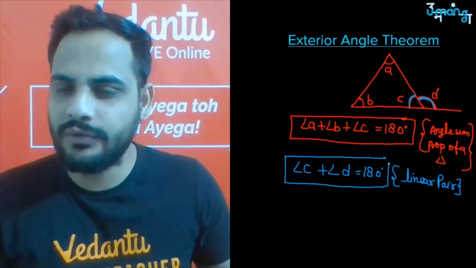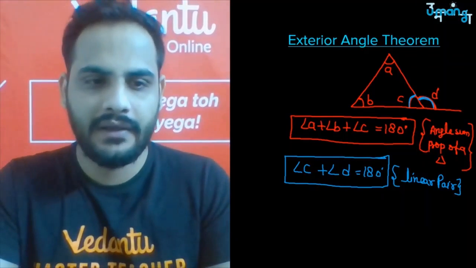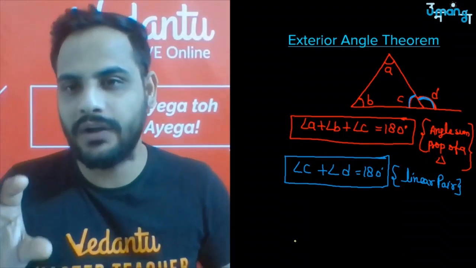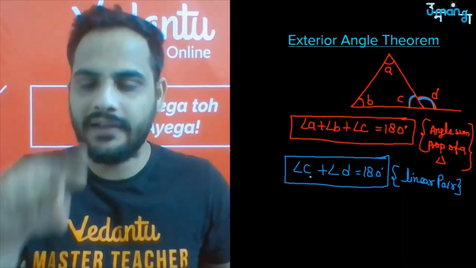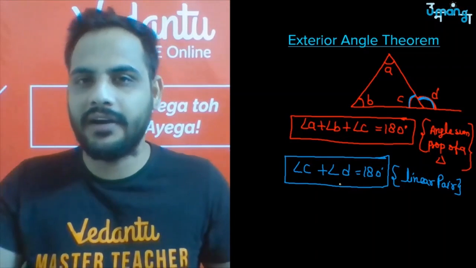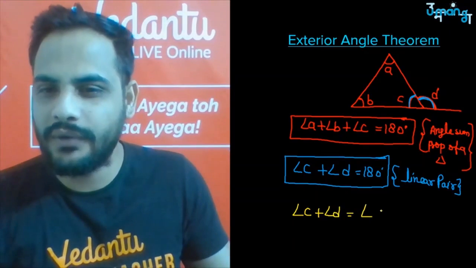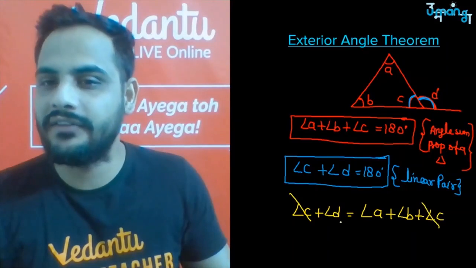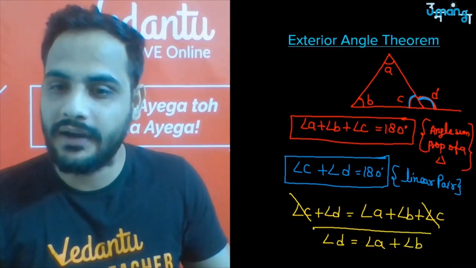Now look at these two equations. If you observe, in the red equation the RHS is 180 degree, and in the blue equation the RHS is 180 degree. So if the RHS of two equations are equal, the LHS will also be equal. Angle A plus angle B plus angle C is 180 degree. Angle C plus angle D is also 180 degree. So I can say angle C plus angle D is equal to angle A plus angle B plus angle C. Now look, angle C and angle C will get cancelled, so you are left with angle D is equal to angle A plus angle B.